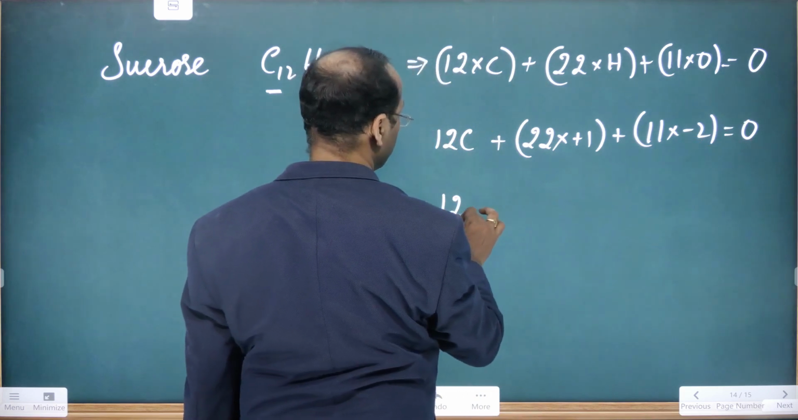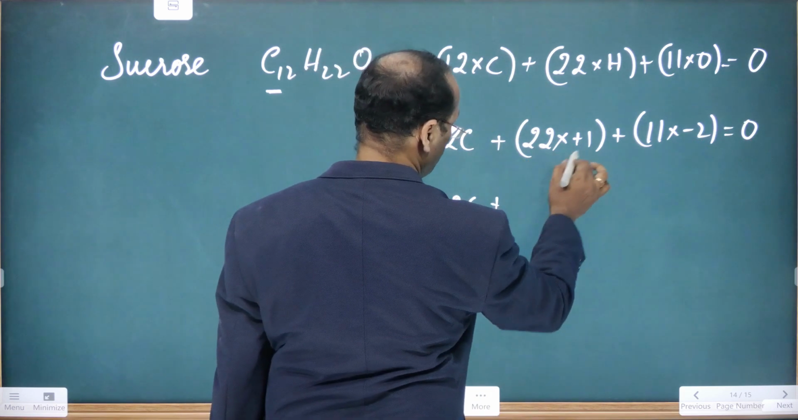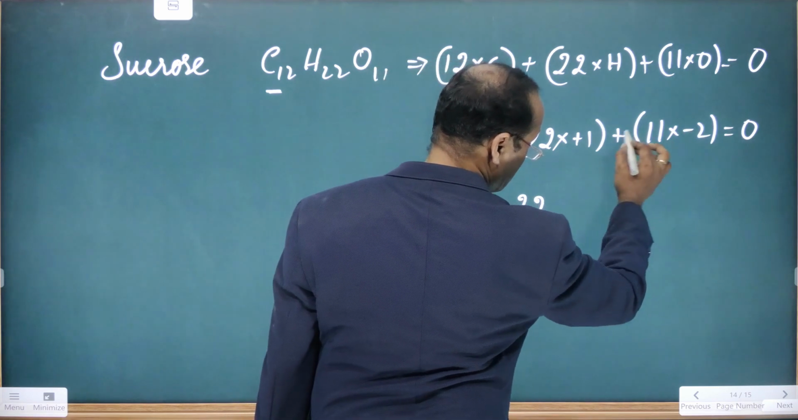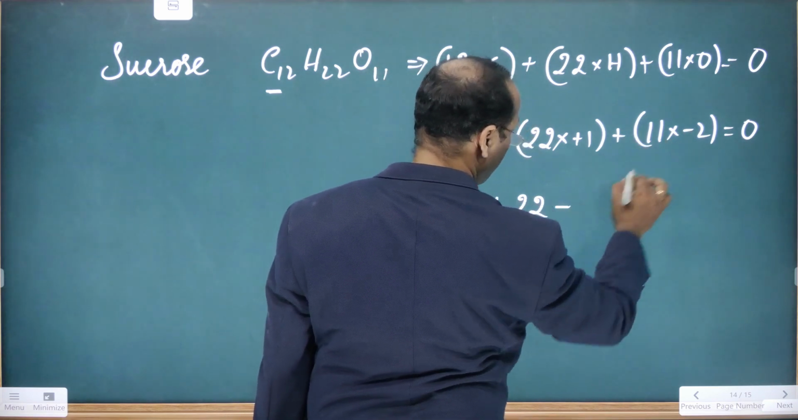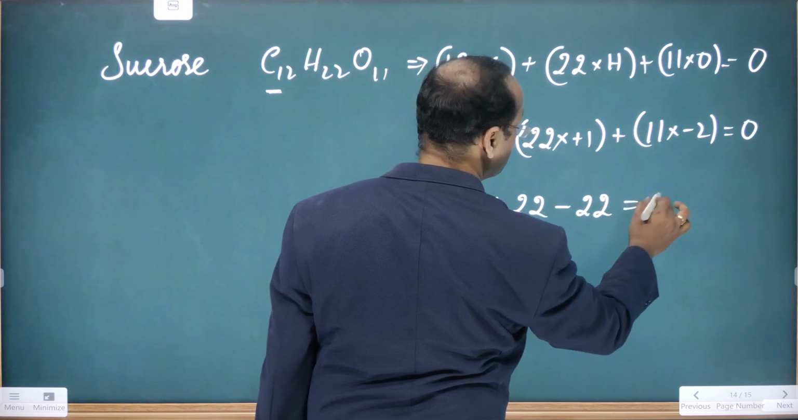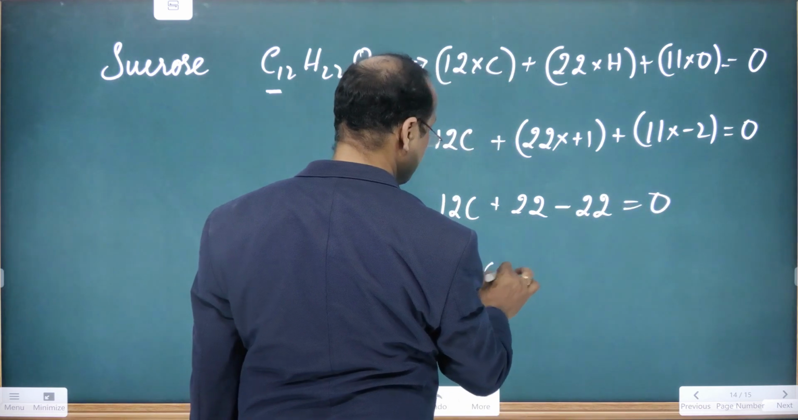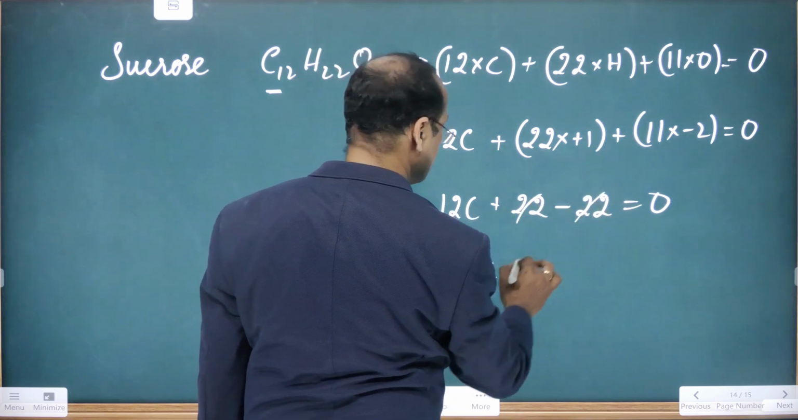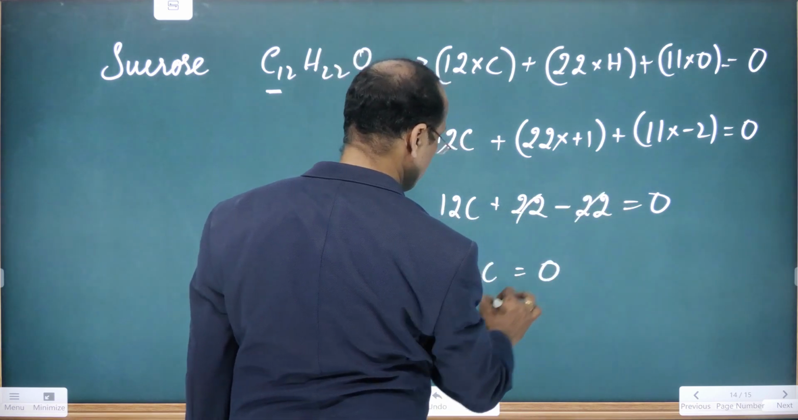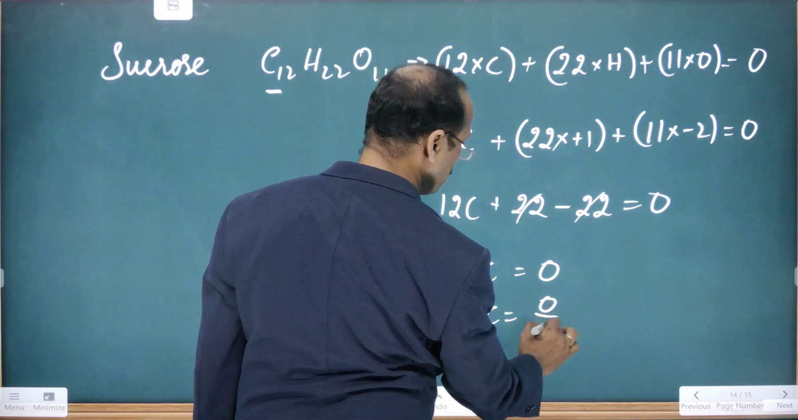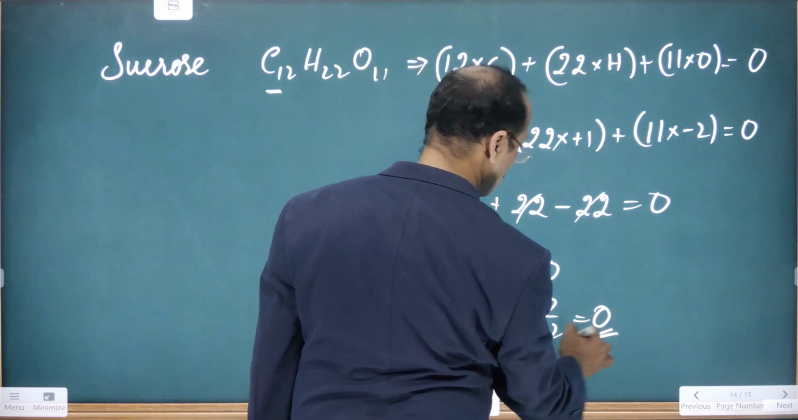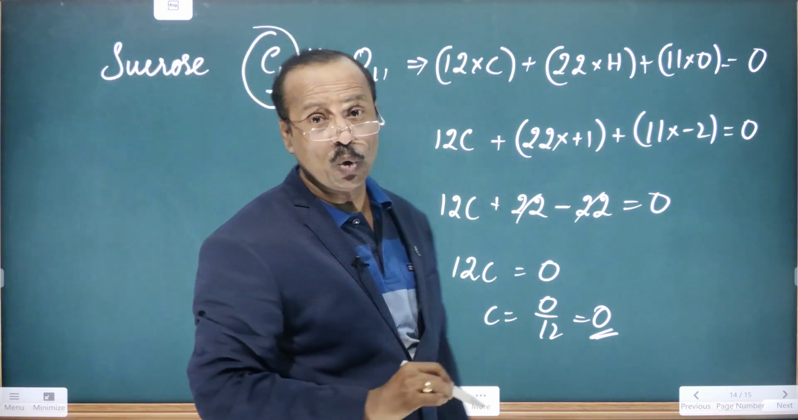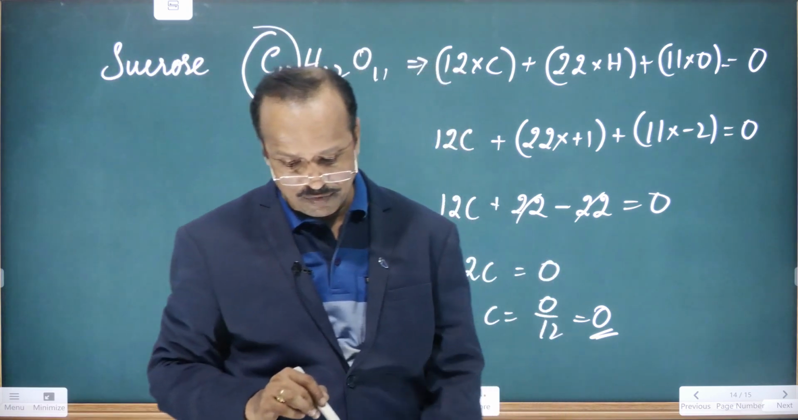Now 12 carbons, plus 22 ones are 22, plus into minus, minus, 11 twos are 22, is equal to 0. Now 12 carbons plus 22 minus 22 cancel. So 12C is equal to 0. C is equal to 0 by 12. 0 by something is what? 0. So the oxidation number of carbon in sucrose C12H22O11 is 0.